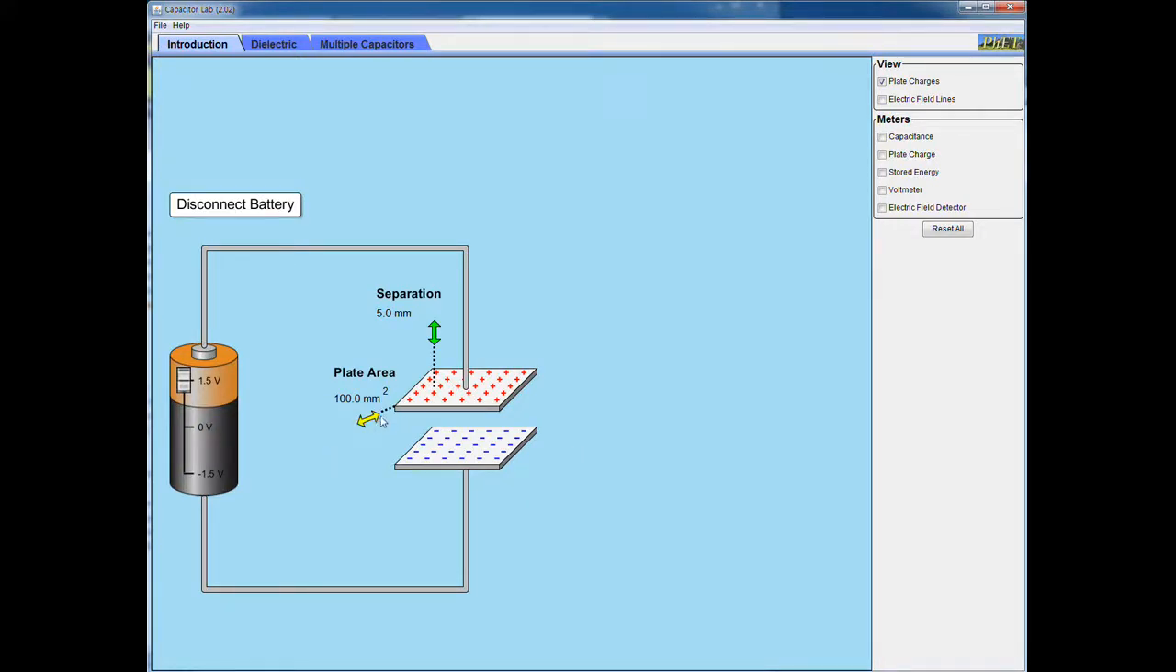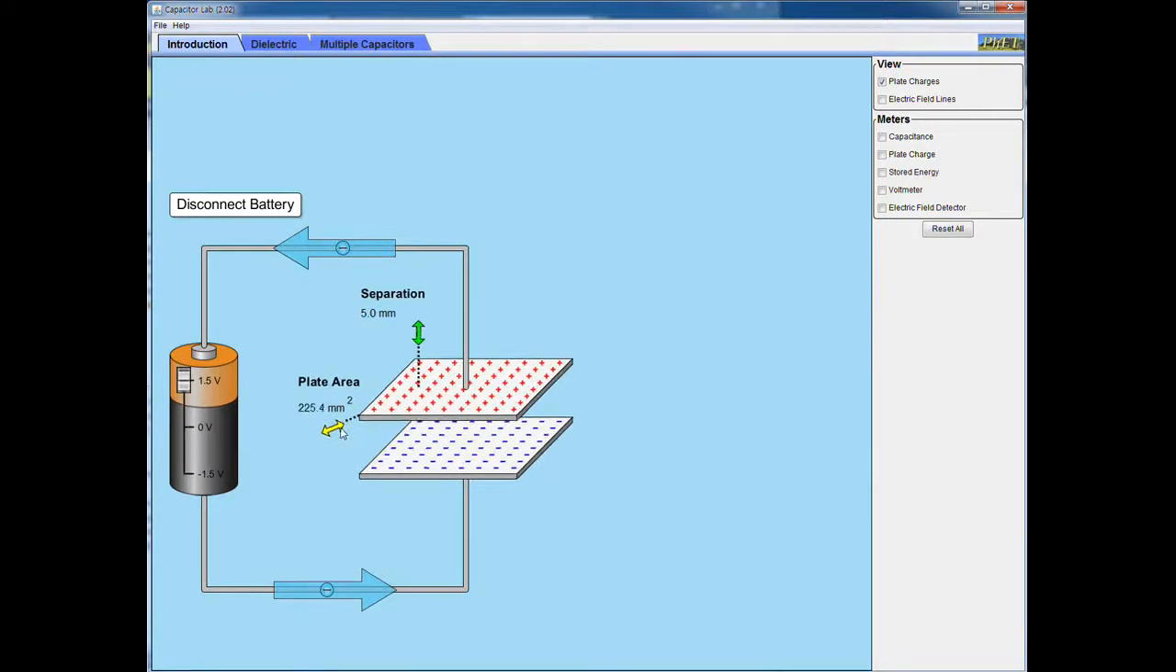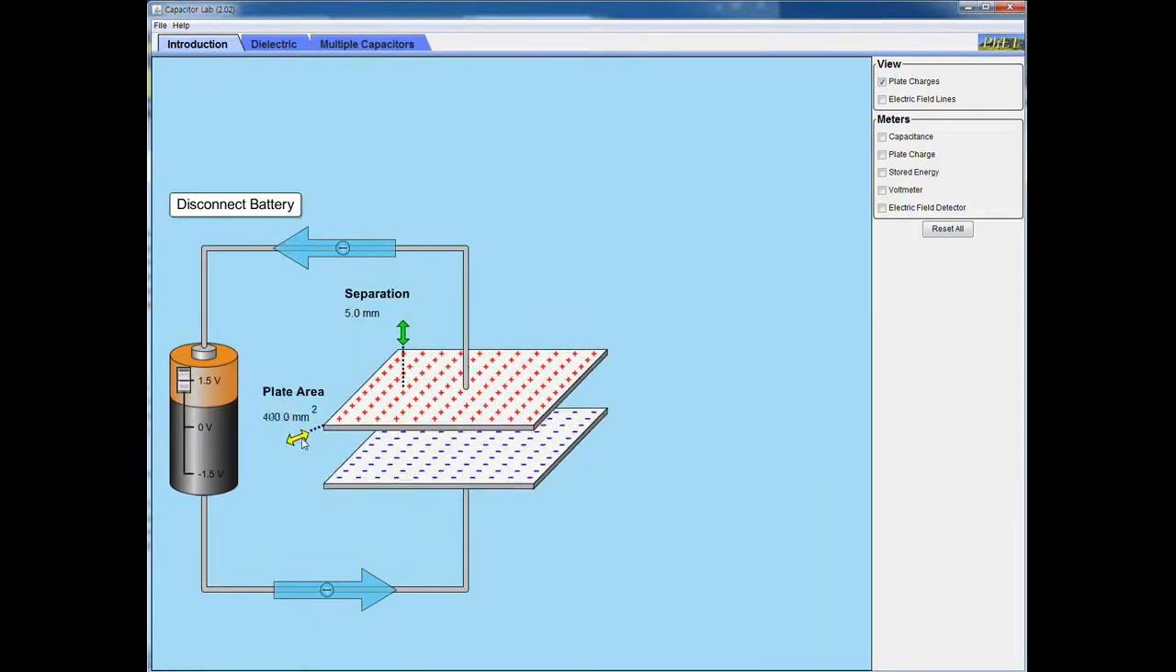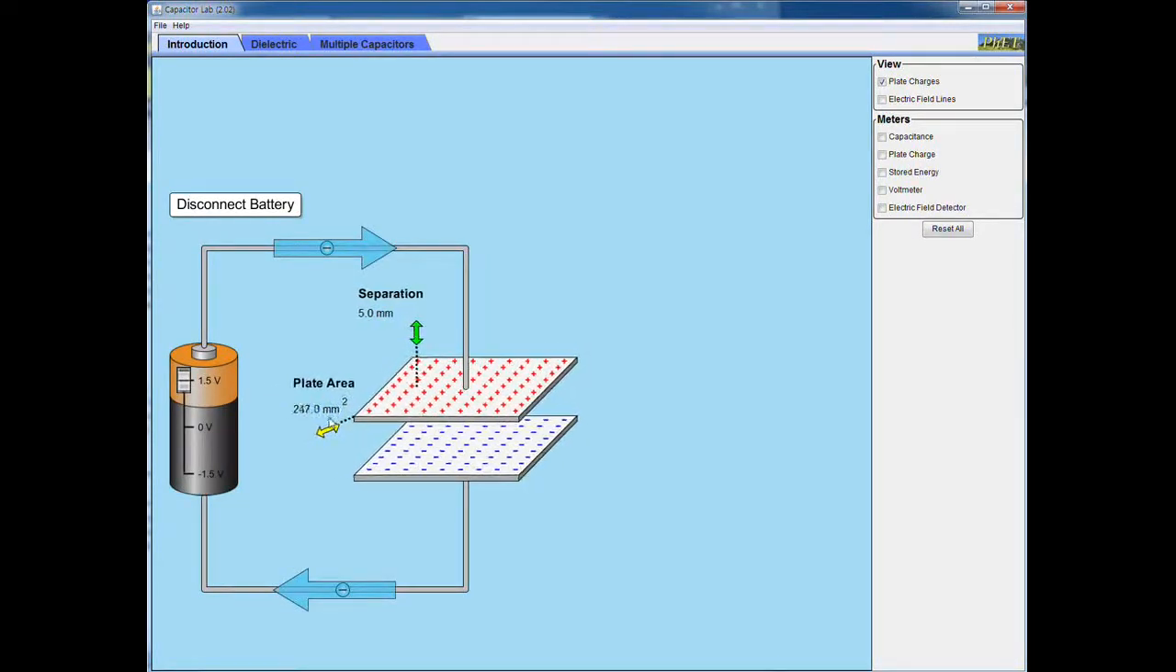Suppose we also increase the area of this capacitor. As you can see, the total number of charges on each plate looks like it is increasing, right? So we also have to discuss why this number of charges actually changes.